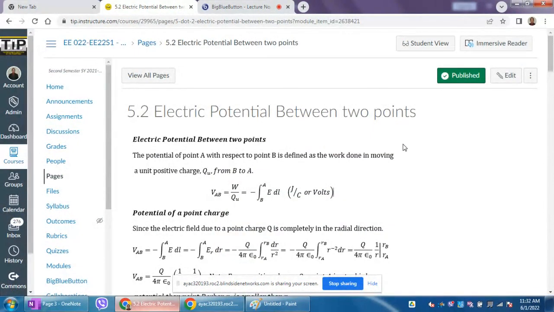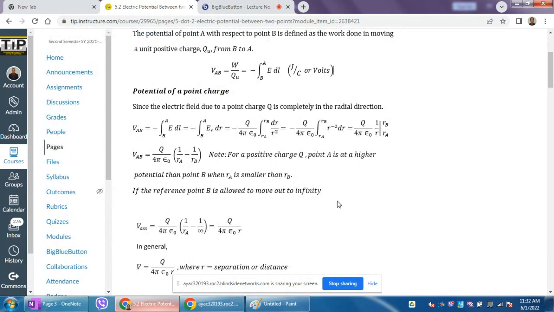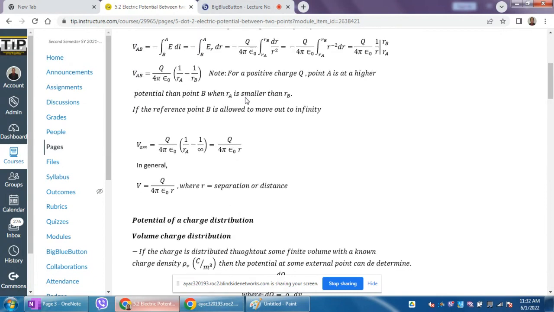Okay, let's move on with the electric potential between 2 points. So, done na tayo with the work. So, when we talk about electric potential between 2 points, the potential of point A with respect to point B is defined as the work done in moving a unit positive charge QU from B to A. So, basically po, ito po yung formula natin: work over QU. So, unit joules per coulomb or volts. Now, simplihan na lang po natin yung usapan natin dito. So generally, the potential of a point charge is given by this formula.